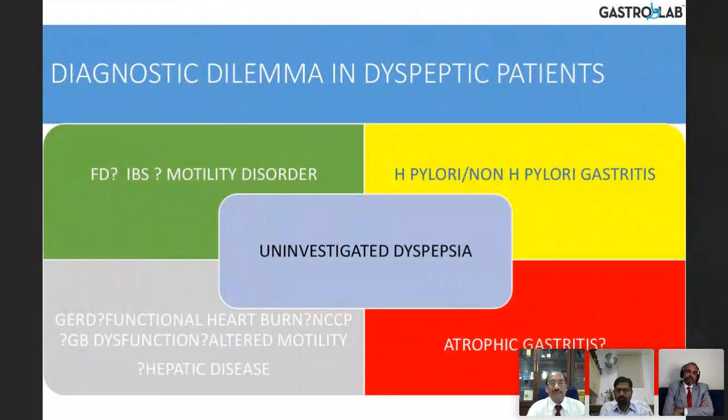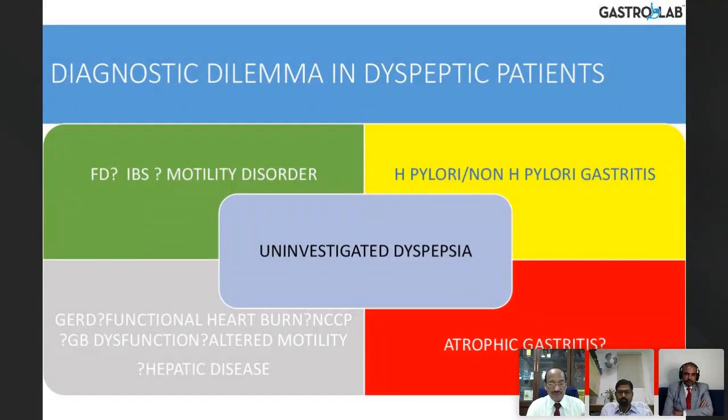So, the diagnostic dilemma in dyspeptic patients. If you take all 100 cases of uninvestigated dyspepsia, the questions in the back of your mind are: is it functional dyspepsia? Could it be IBS? Could it be a motility disorder? Could it be GERD or functional heartburn? Functional heartburn is one where you do an endoscopy and don't find any changes, but the patient has heartburn. You do an impedance pHmetry, and you're not able to demonstrate hyperacidic reflux. But still the patient has heartburn. This is called functional heartburn. This comes under the Rome criteria of functional disorders.